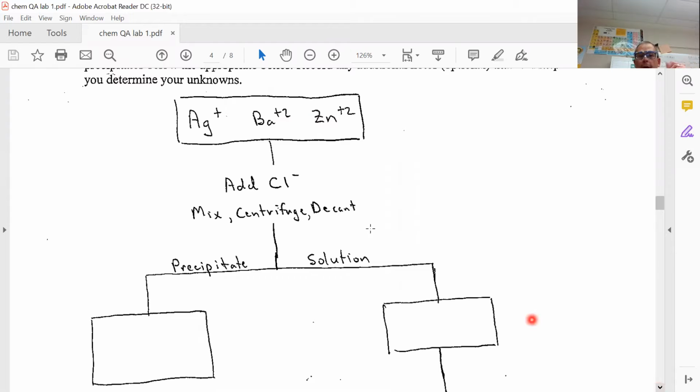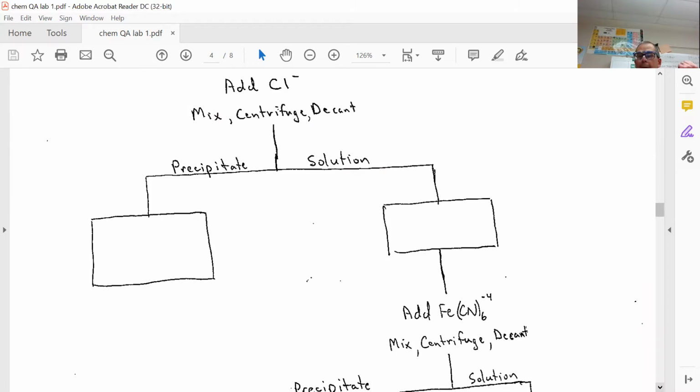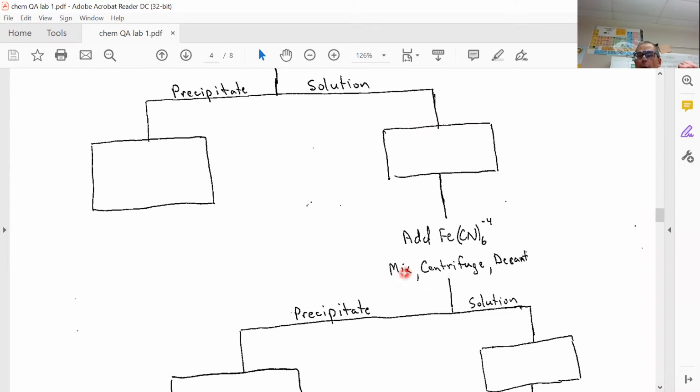The procedure I'm going to follow is I'm going to add Cl minus to this. I'm going to mix it. If there is a precipitate, I'll centrifuge and decant it. And then to the solution, I'm going to add Fe(CN)6 minus 4. I'm going to mix it. And if there is a precipitate, I'll centrifuge and decant. If not, I'll just add the next thing.